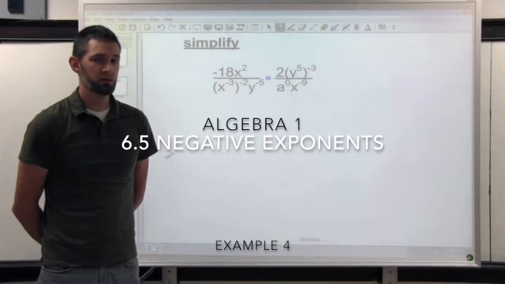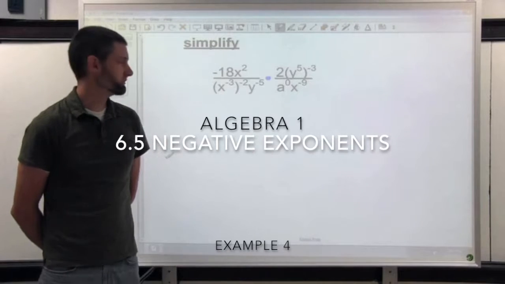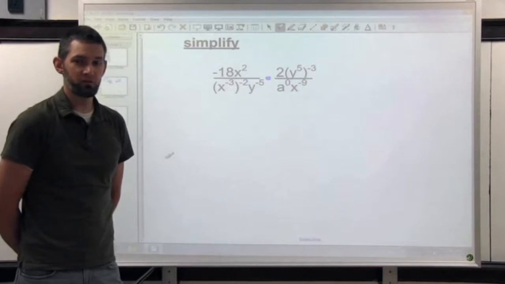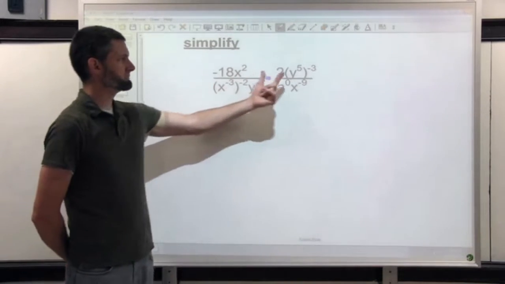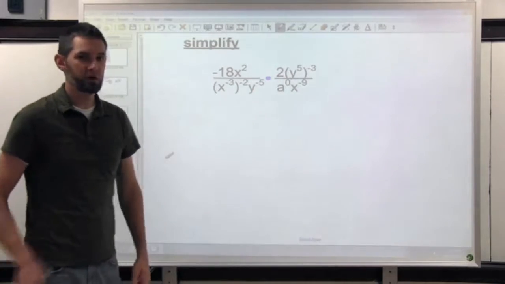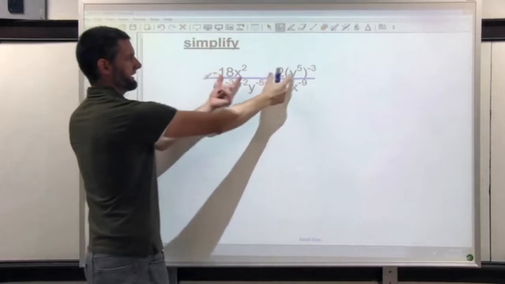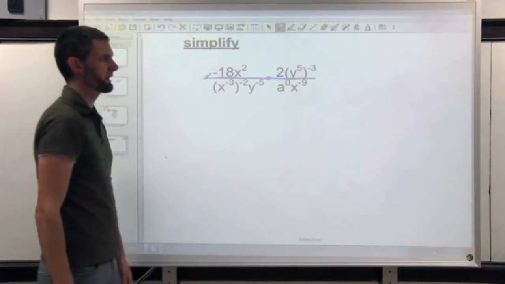Okay, this expression, to simplify it, is very challenging. It's a fraction times another fraction. Remember when we multiply fractions together? It's just top times top and bottom times bottom. So I'm just going to go ahead and turn that into one big fraction. So that's all the top and that's all the bottom.